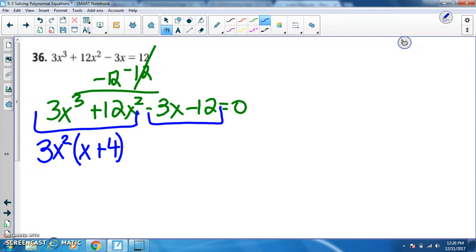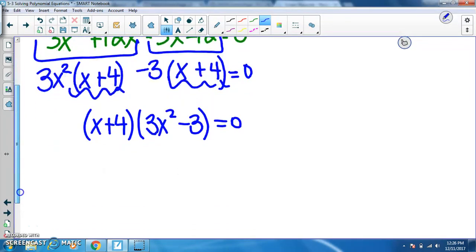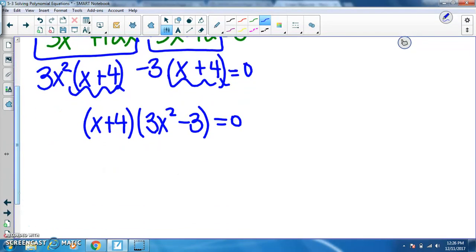Now when I take out the GCF of my next two terms, I need the inside of the parentheses to be x plus 4. So I'm going to take out a negative 3. When I take out a negative 3, I would be left with x plus 4. Now I can rewrite this as x plus 4 times 3x squared minus 3 equals 0. I just factored by grouping, and now I can take my factors and set them equal to 0.